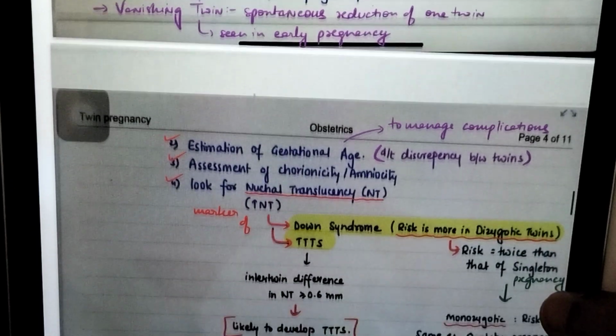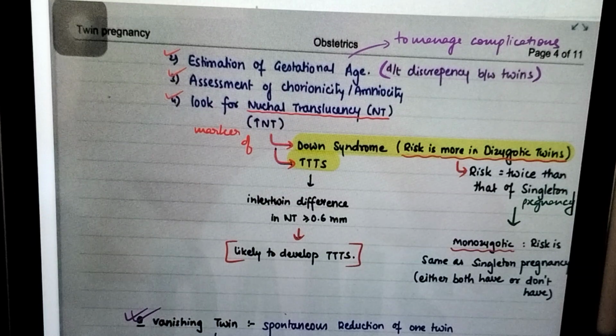Also, we have to look for nuchal translucency. Increased nuchal translucency is a marker of Down syndrome. Down syndrome risk is more in dizygotic twins. The risk is twice that of singleton pregnancy. In monozygotic twins, the risk is the same as singleton pregnancy. Either both have the disease or don't have the disease.